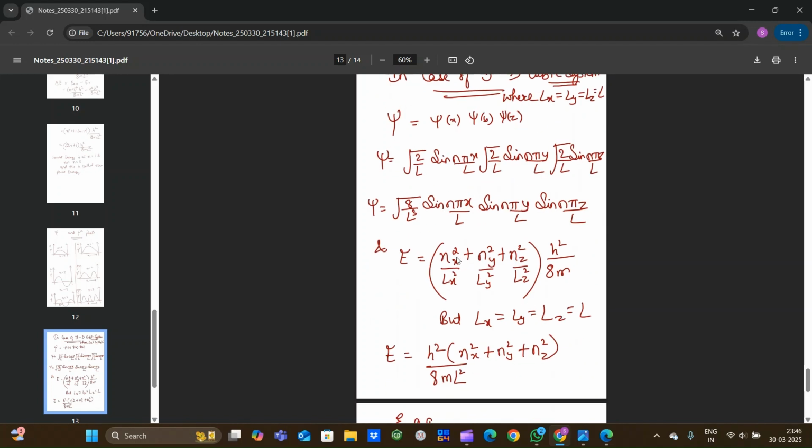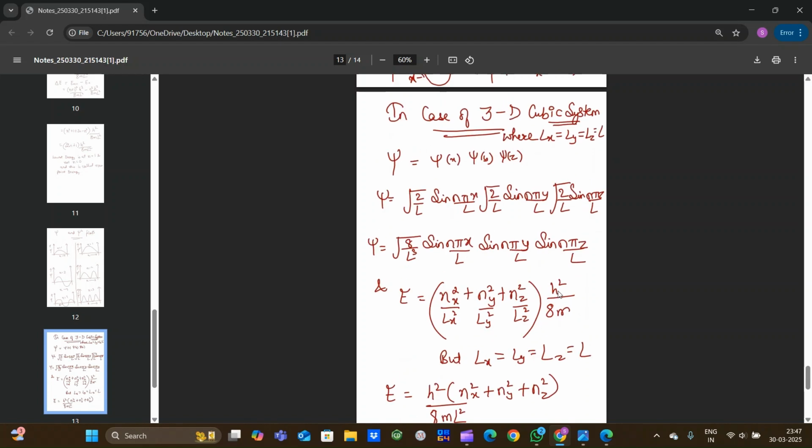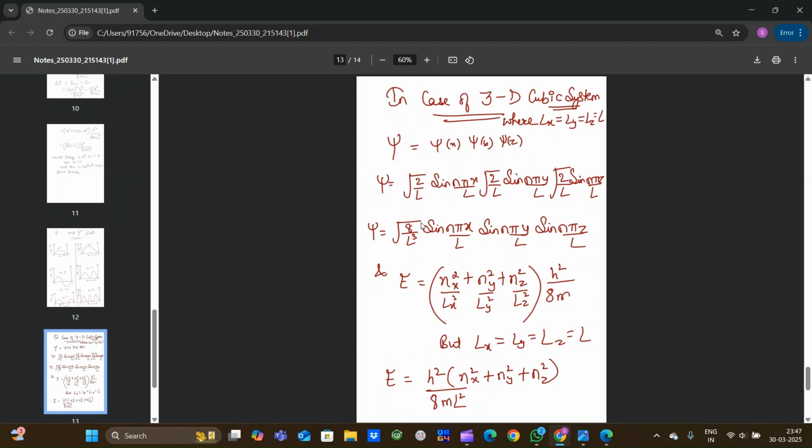Energy again, the h square by 8m part will be similar, right? This is common, but the n values will be different, and your Lx values will be different. But in case of a cubic system, if your Lx is equal to Ly is equal to Lz, then what we have is h square by 8 m L square, nx square plus ny square plus nz square. So a 3D cubic system is similar to the 1D system. Your equations are the same, you just have to take into consideration all three axes, that is x, y, and z.